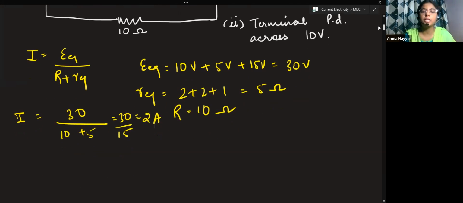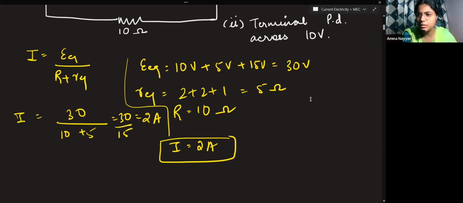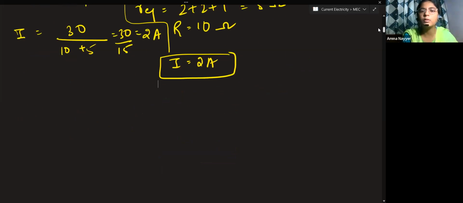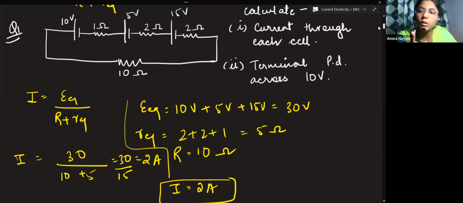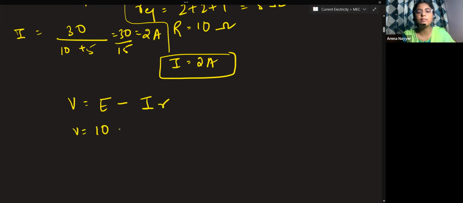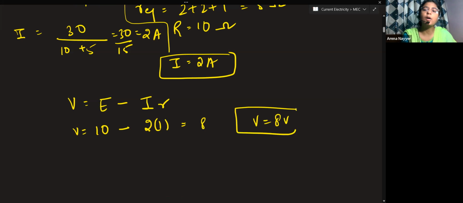The second part asks for terminal potential difference. Current is 2 ampere. For terminal potential difference you have a single formula: V is equal to E minus Ir. We have to calculate it across the 10 volt cell, so the EMF we consider is 10 volt. Current is 2, resistance is 1 ohm, so that is 10 minus 2, which is 8 volt. So voltage is 8.